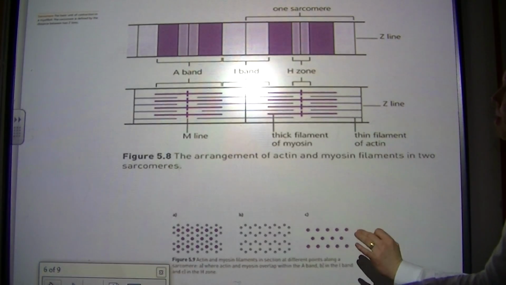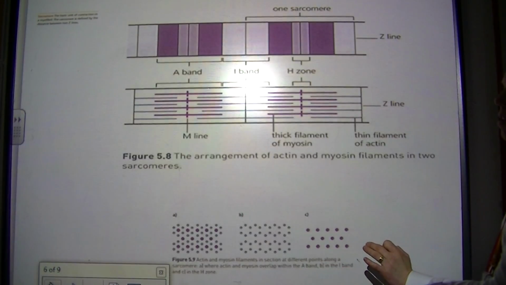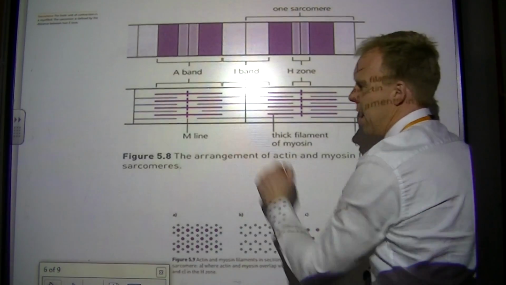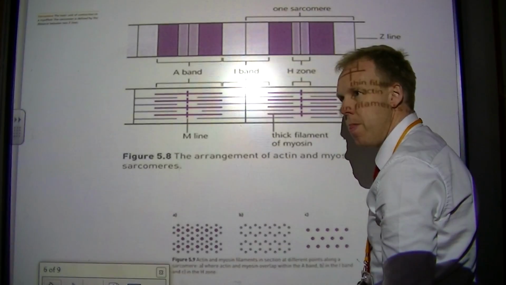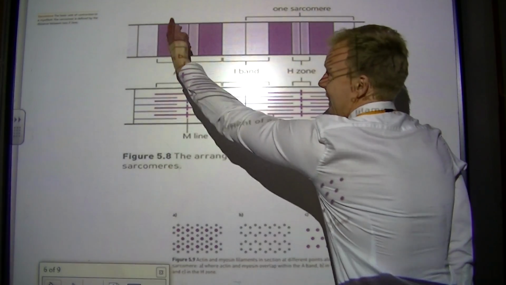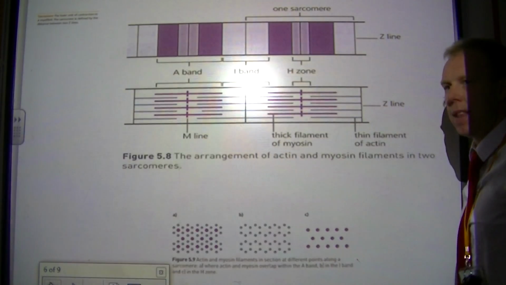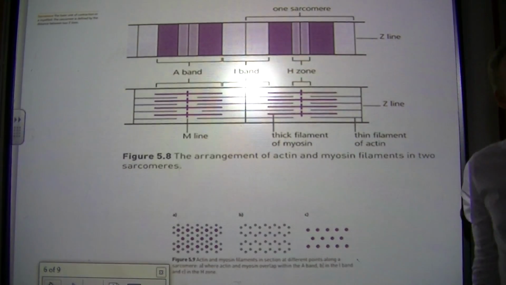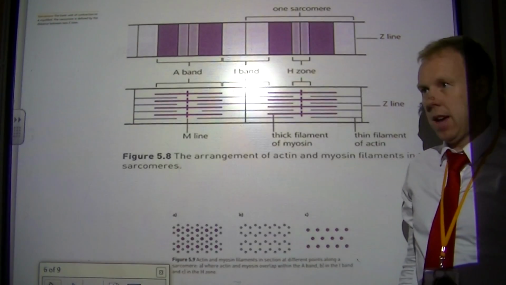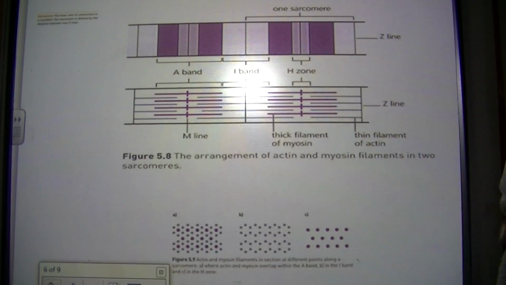Now, a bit more specific, whereabouts in the A band? Is it on the M line? No, it's the dark section where you've got both the protein. Exactly. It's this very dark section that you can see in the banding of a sarcomere where we've got both actin and myosin filaments. Now, this leads me on to the sliding filament hypothesis or theory.